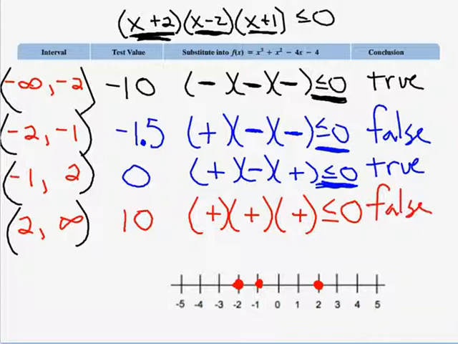So let's color in our graph. Notice too, this is less than or equal to, so we will use brackets. From negative 2 to the left, that was true, so we're going to color that in. And then our next true one was from negative 1 to 2, so I will also color in from negative 1 to 2. And then the rest of it was false.